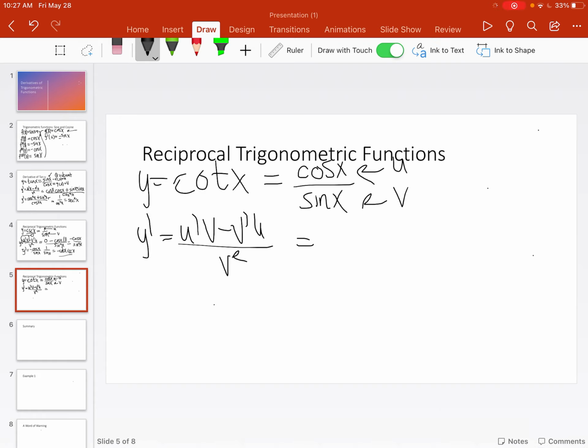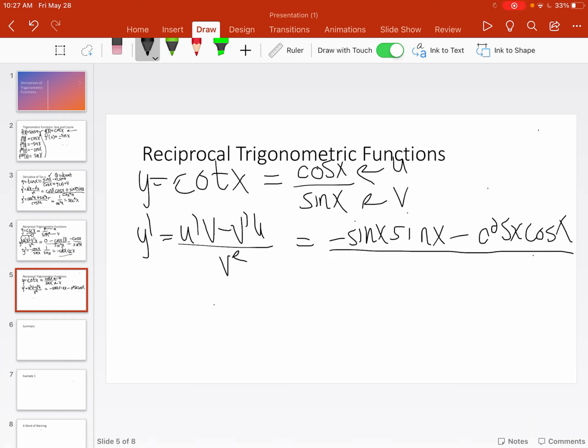So what's the derivative of the numerator? Well, we need to find the derivative of cosine x, and cosine x's derivative is negative sine x, times the denominator. The denominator is sine x, minus, what is the derivative of the denominator? Well, the derivative of the denominator, which is in itself sine x, is cosine x. And what is the numerator? So we multiply by the numerator, and that is just cosine x. And this is all over sine squared x.